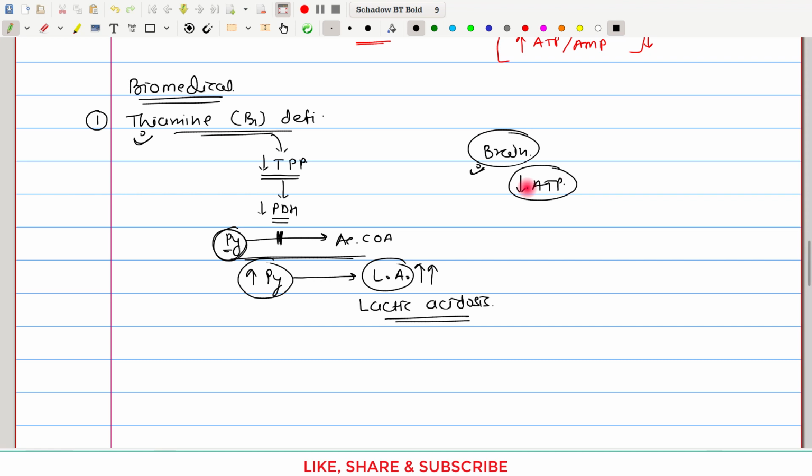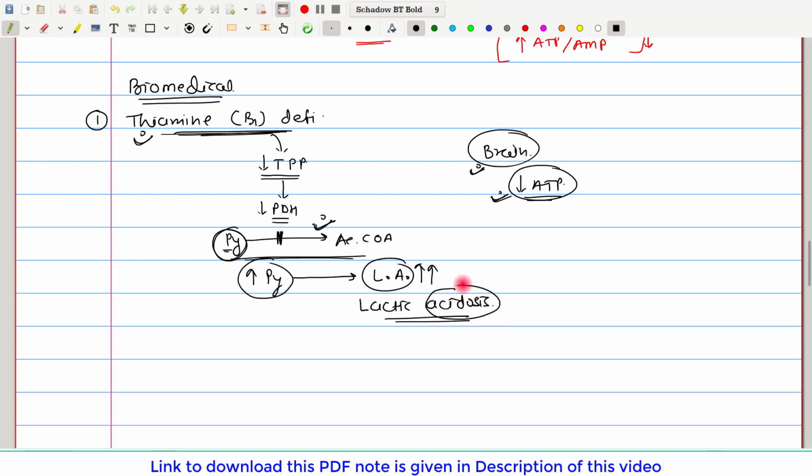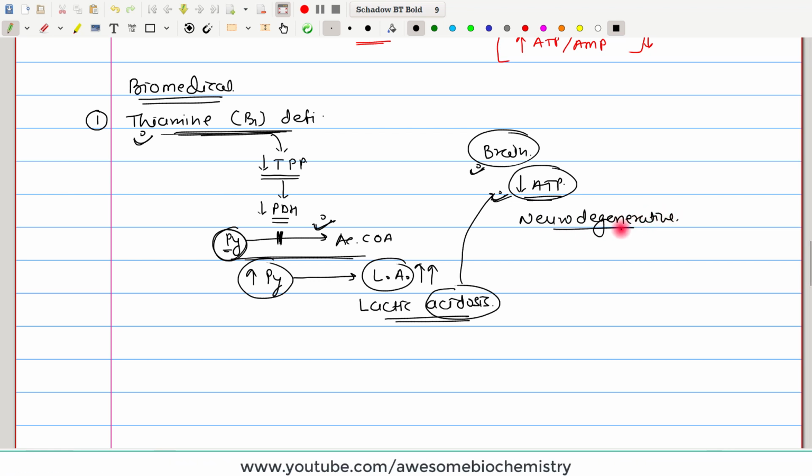If carbohydrate needs to generate energy, it has to pass through this pathway, but that is not happening in thiamine deficiency. So there will be less ATP. So it is a damaging thing. Less ATP is damaging for the neuron cell, and the acidosis will add to the damage to the brain. So there will be neurodegenerative changes. Neurodegenerative changes will be observed in case of thiamine deficiency.